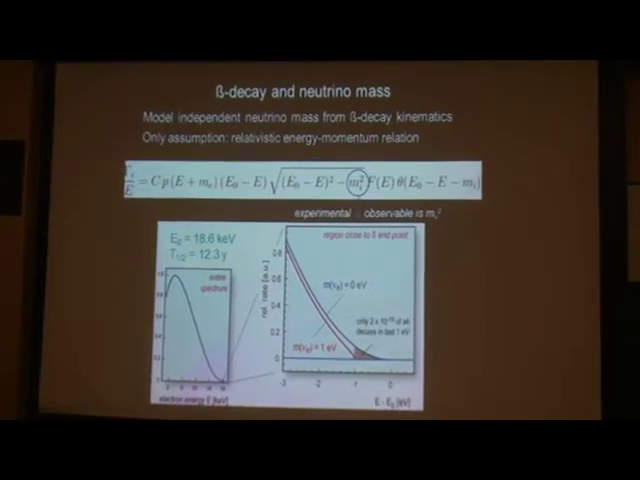So the idea, of course, here is to measure the endpoint out here of the electron energy spectrum, and that is changed if you have a neutrino rest mass. So you can see a change, for example, if you have a 1 eV neutrino here. It's not very easy to see, but it's in principle detectable.